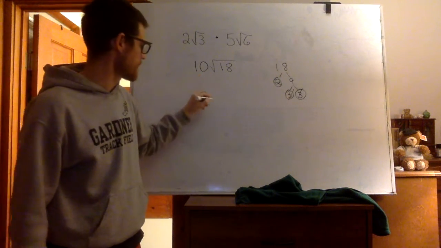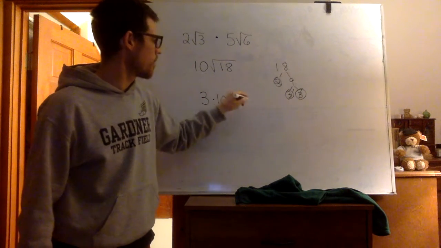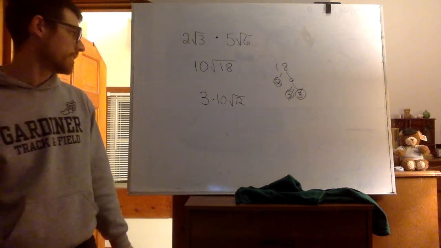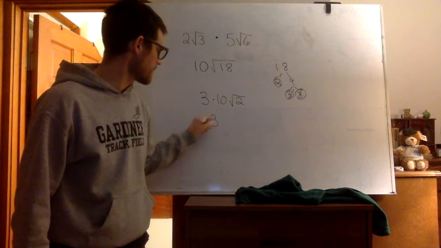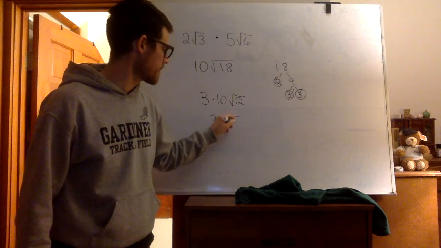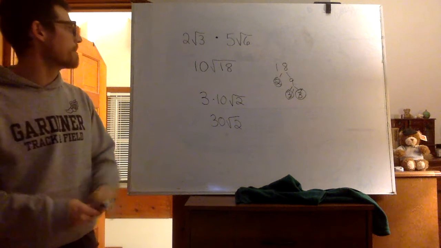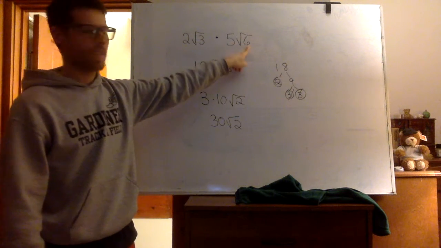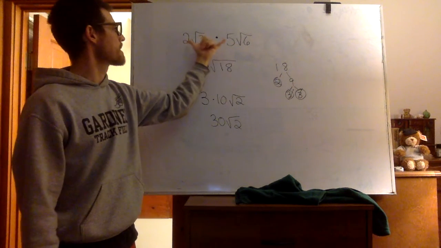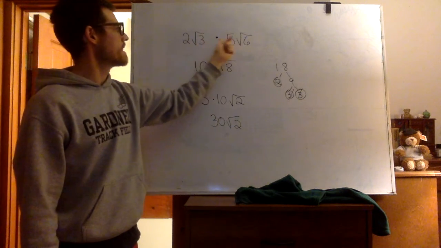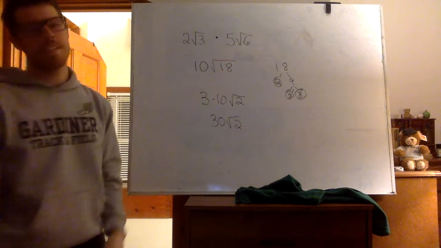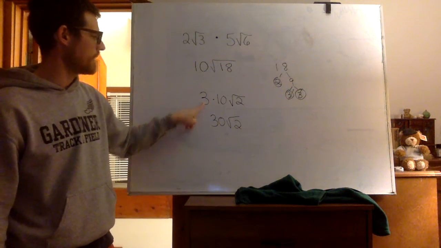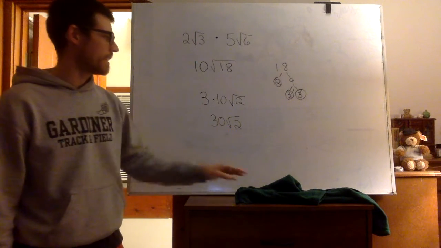There's already a 10 on the outside. And then the only thing that's left over that I haven't used yet is that 2, so the 2 is still under the radical. So now I have 3 times 10 is 30. The square root of 2 is just there. So when I go from this, 2 times radical 3 times 5 times radical 6, I do outside times outside, and then inside times inside, and it stays inside. So then I pulled out my pair. There's the 3. I gave a simplified answer, and I'm done.